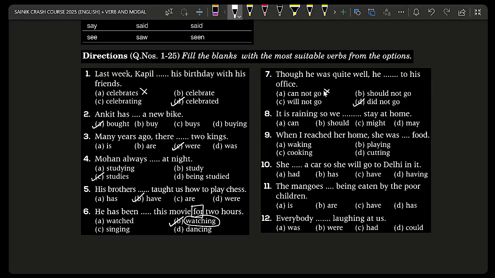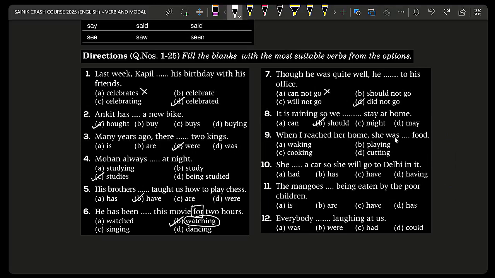Sir, might also comes, sir. No, nobody is allowed to go in the rain outside, right? Especially children, because we might get sick. It is raining, so we should is a compulsion, right? Yes, sir. And if you want to use might, here you should not use might. For we should use may. We may do something, right? Might is in the past form. Ninth question, you read it now.